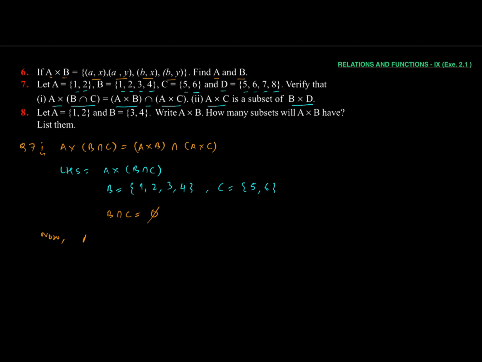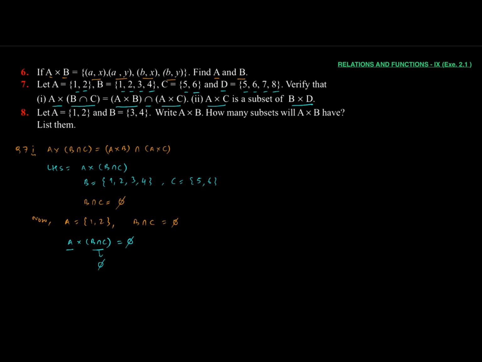Now, set A has elements 1 and 2, and B intersection C is an empty set or a null set. Then what will be A cross (B intersection C)? This again will be an empty set, as we know that the Cartesian product of any set with an empty set will be an empty set. So whatsoever the elements of set A are, its Cartesian product with B intersection C, which is an empty set, will again be an empty set. Now let us take the right hand side. So the right hand side is (A cross B) intersection (A cross C).